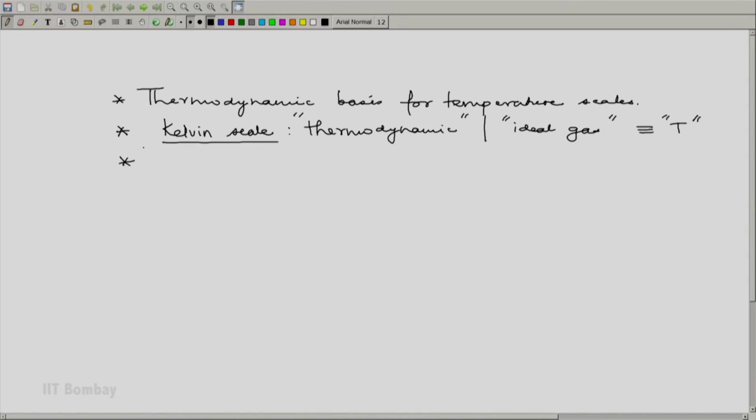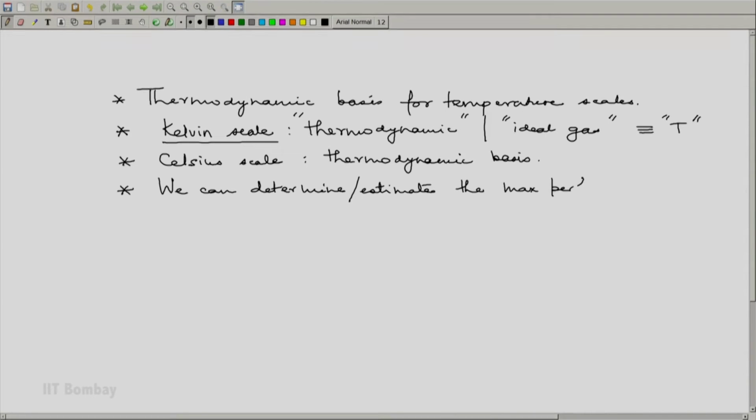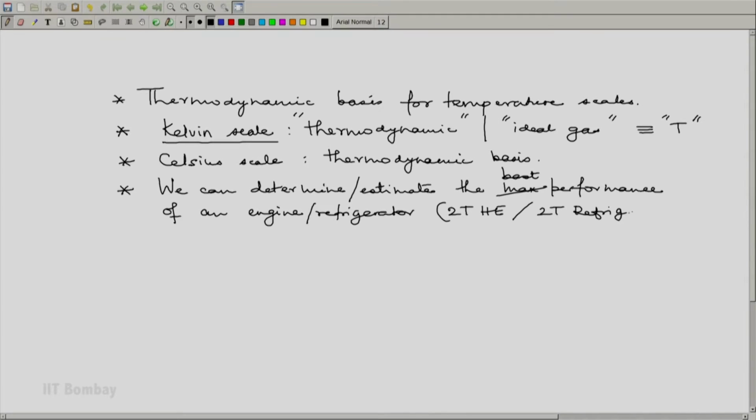And hence, because the Celsius scale is now derived from the Kelvin scale, and since most other temperature scales, for example Fahrenheit, are based on the Kelvin scale directly or indirectly, we have the Celsius scale and other scales with a thermodynamic basis. And finally, an indirect consequence of all this is we can determine, if we have perfect data, or estimate, if we do not have perfect data, the maximum performance or the best performance of an engine or a refrigerator based on the 2T heat engine or 2T refrigerator.